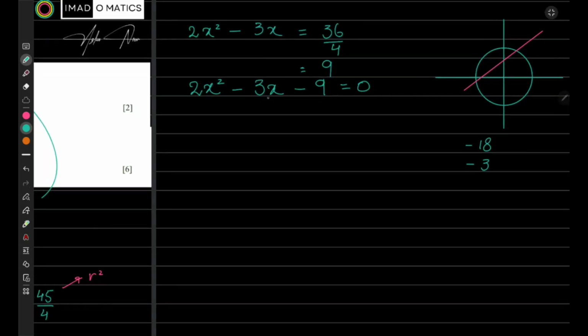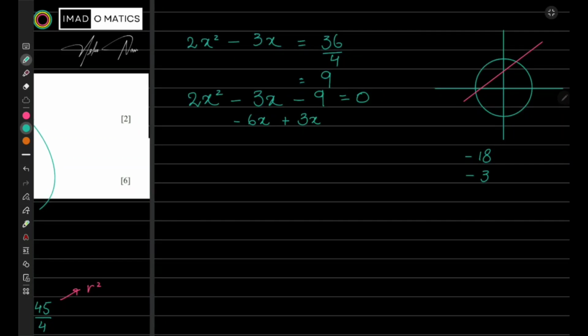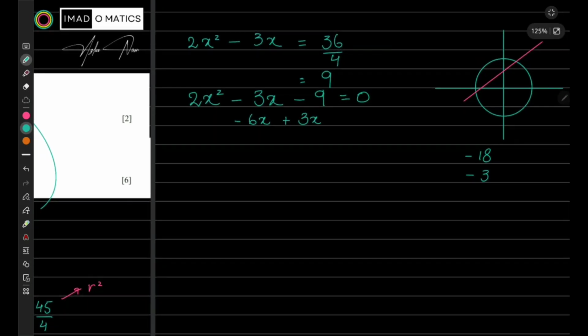So we have 6 and 3: 6x plus 3x, when subtracted, will give you minus 3x, and when multiplied will give you minus 18. Taking 3x common, and 3 common only.